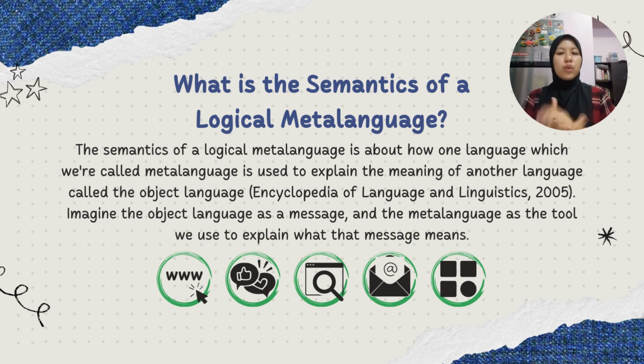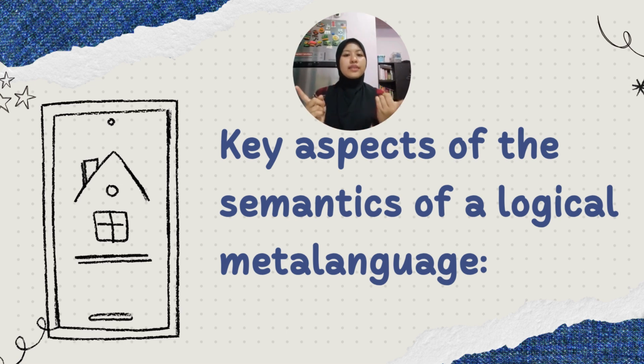Now, you might wonder, what is the semantics of a logical meta-language? A meta-language is a special language we use to talk about another language, which we call the object language. Think of it like this: if the object language is the message, the meta-language is the tool that we use to explain that message. Moving on, let's talk about the key aspects of the semantics of a logical meta-language.